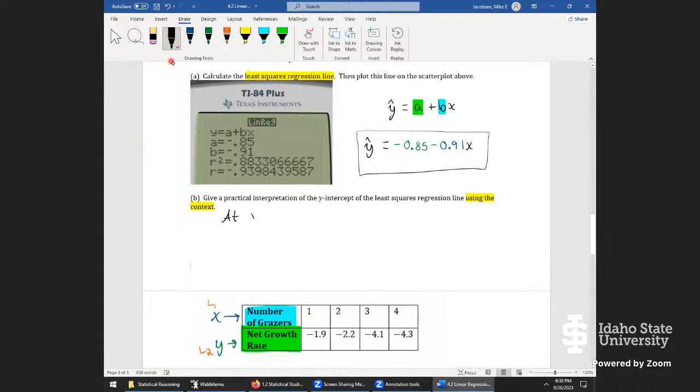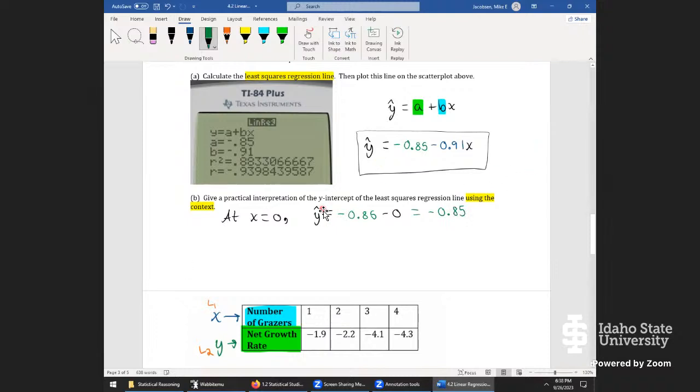At x equals 0, y hat is going to be equal to 0 goes inside there, so it's just a negative 0.85. Let me put the red dot where I'm looking. Negative 0.85. And then I'll just go minus 0, because that 0 is going to wipe out the 0.91 since it's multiplying. And so we get negative 0.85.